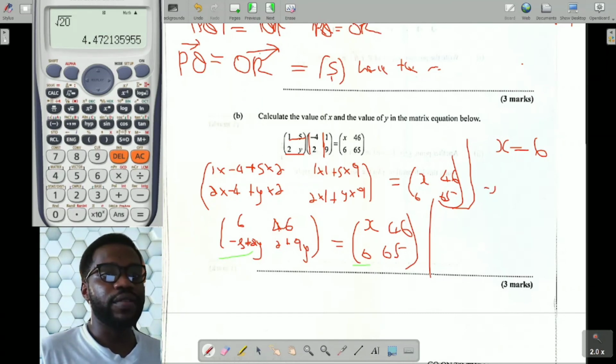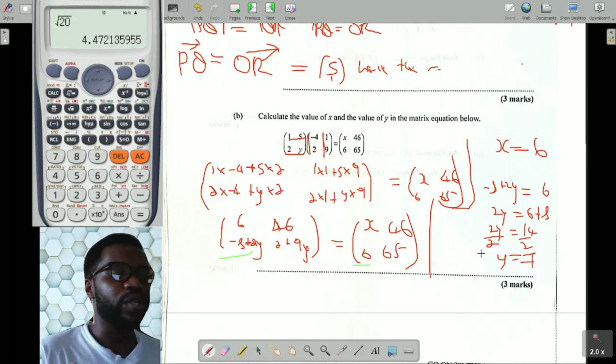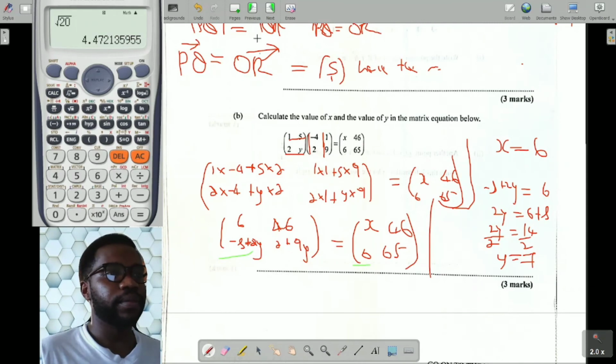Okay? So negative 8 plus 2y is equal to 6. Bring over the 8 because it's negative, so 2y equals 6 plus 8. Alright, 2y equals 14. We divide both sides by 2. So y is equal to 7. And we're done with the question. That's it. Alright, next.